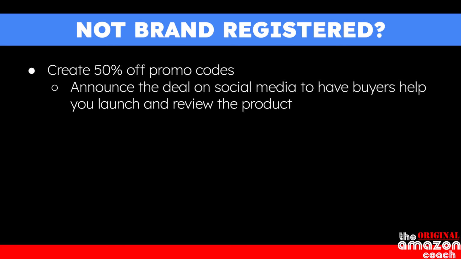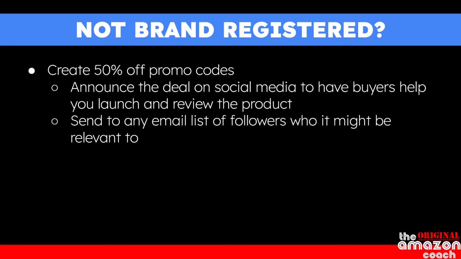You'll have to create a promotion within Amazon's system that allows you to put a 50% discount on the product. You can also send the promo codes to any contacts you may have on an email list or just personal friends through email who would be interested in buying your products at half price.